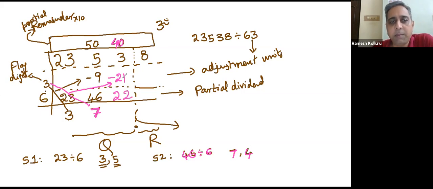So 43 minus 21 is 22. So in the third step, we are going to divide. In the third step, we are going to divide 22 divided by 6.